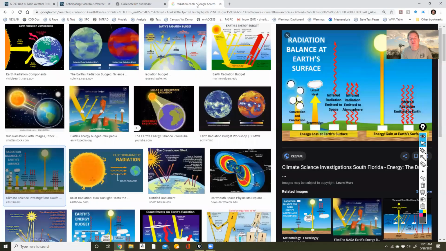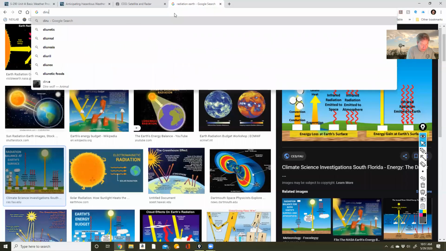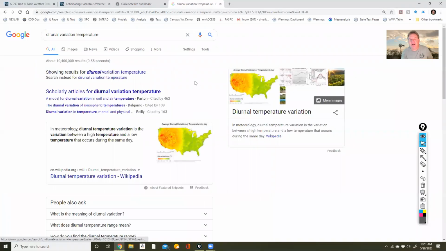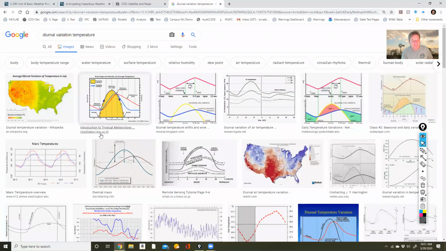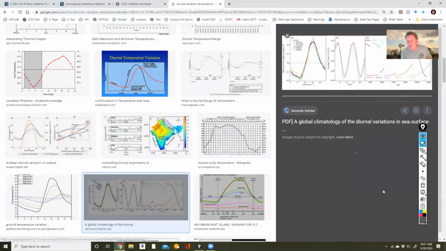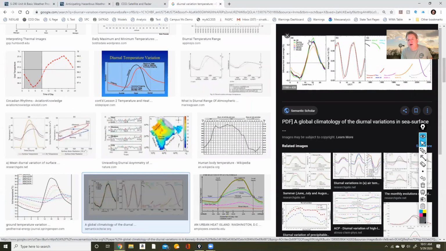But this variation is called the diurnal variation of temperature. So I'm going to show you the diurnal variation of temperature. I go to images, and if I think about temperatures over the course of time, they go down, they go up, they go down, they go up. That is a 24-hour cycle called the diurnal temperature variation. That only means daily. The opposite of daily is nocturnal. You probably heard that word, like an animal that lives at night, it's nocturnal. But you get this cycle of temperatures going up and down.